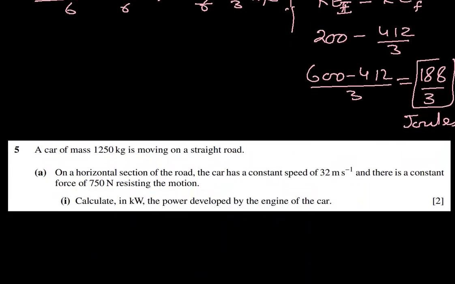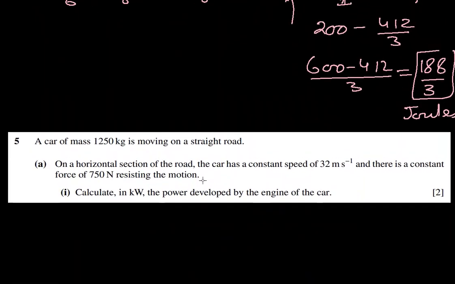Next question is here. A car of mass 1250 kg is moving on a straight road. On a horizontal section of the road, the car has a constant speed. This is an important word here, constant speed, 32 meters per second, and there is a constant resisting force. Calculate, in kilowatts, the power developed by the engine of the car.